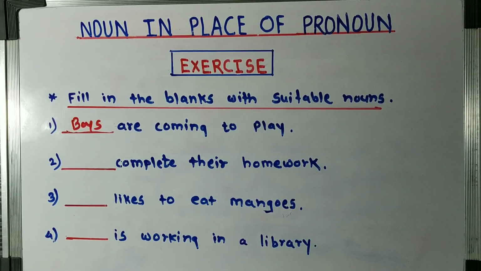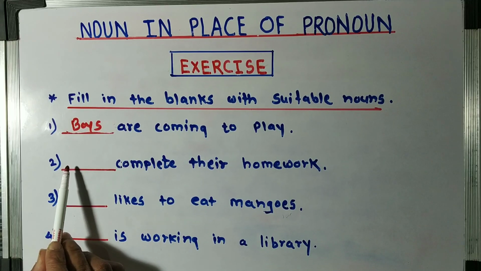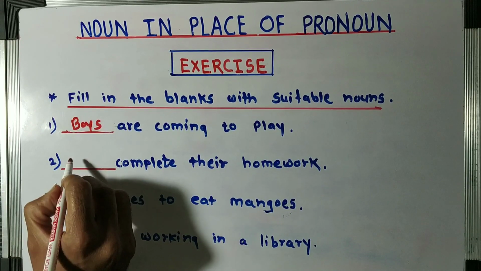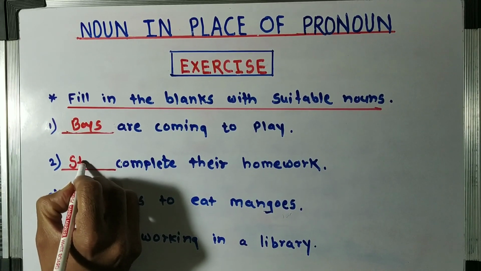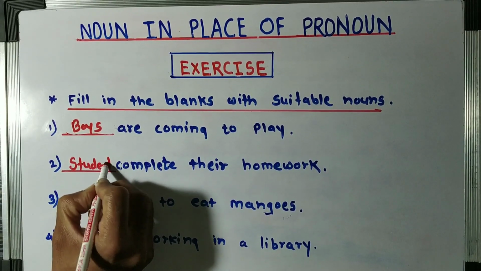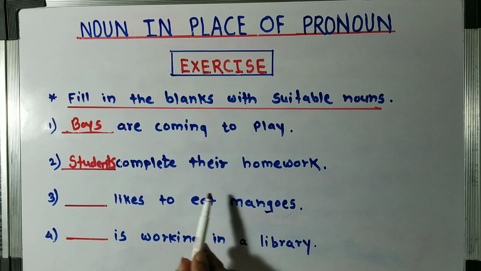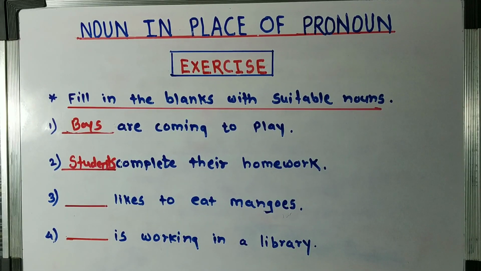Next example. The blank complete their homework. In this example, after the blank, they have provided the word complete and it is in V1 form and without s in the end. And we use the V1 form of the verb with plural nouns. And in the blank, we have to put a plural noun. So, I am going to put the word students. Students complete their homework.